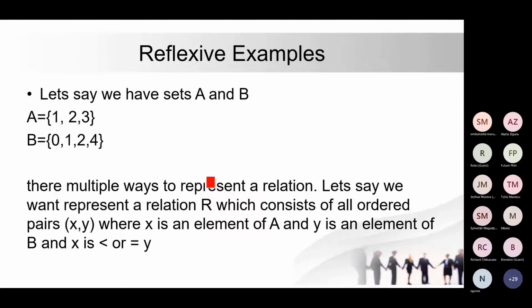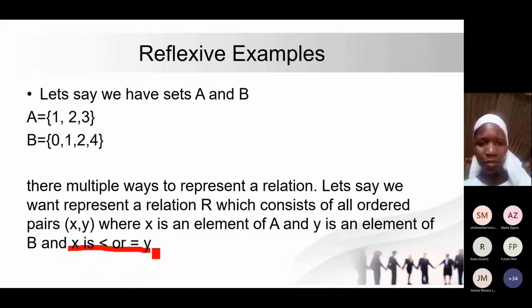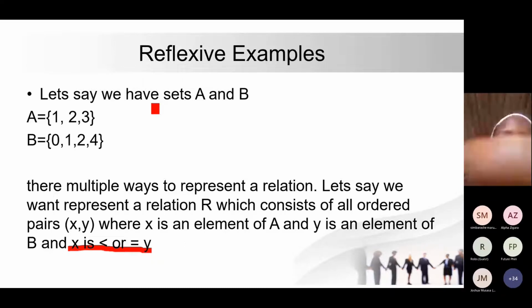Like I've said, there are multiple ways to represent a relation. So let's say we want to represent the relation R, which consists of the ordered pairs (x, y), where x is an element of A and y is an element of B, and x is less than or equal to y. If someone has a question, or you may need to add or remove something before we proceed to symmetric.